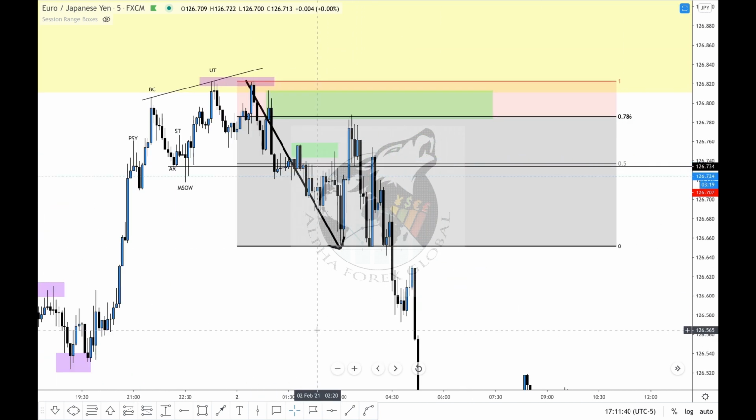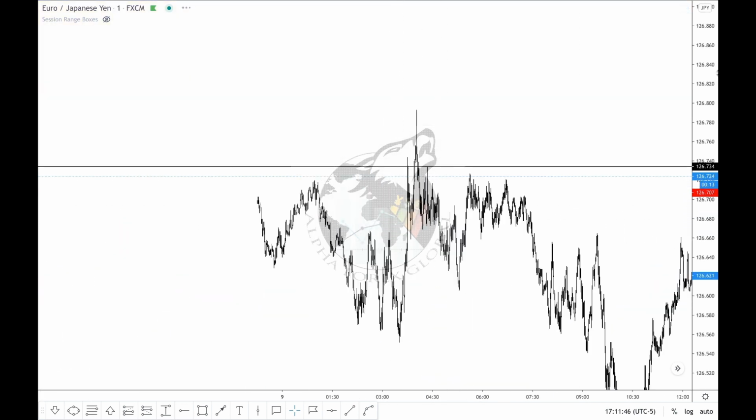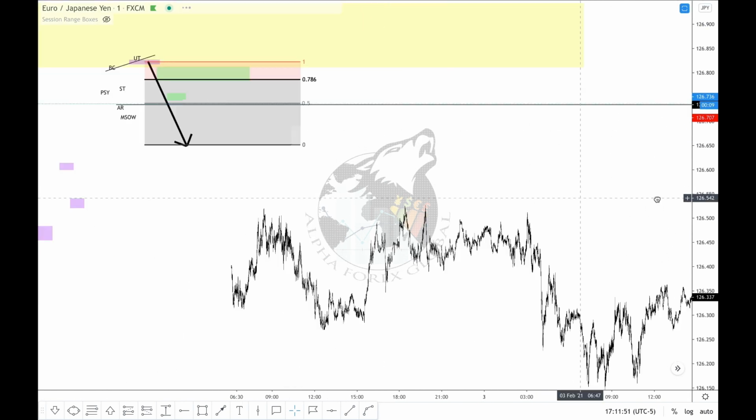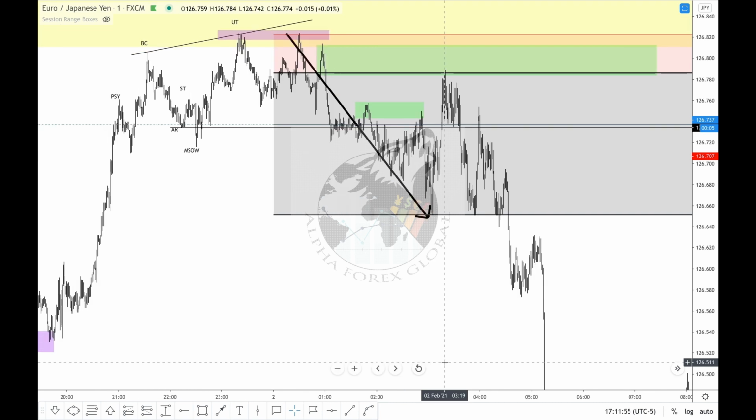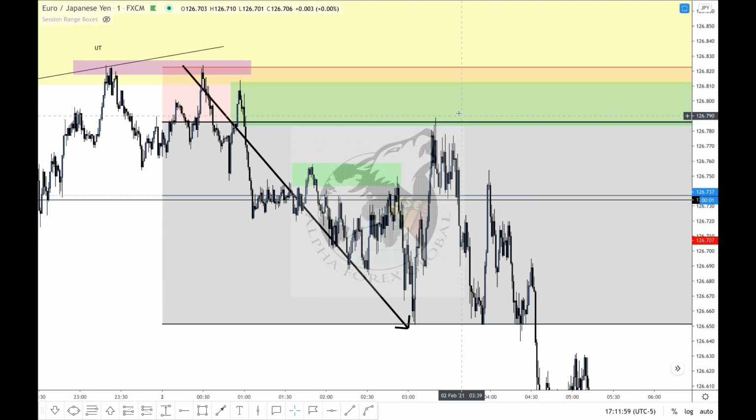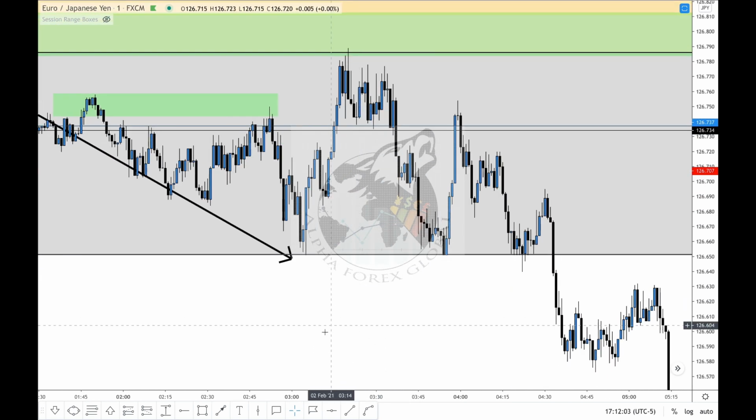And if we want to refine this entry some more, we can go on the 1-minute time frame. So if I go on the 1-minute time frame, here, once market hit this PO high, I then look to see what the 1-minute time frame is doing. So I identify the 1-minute trend.